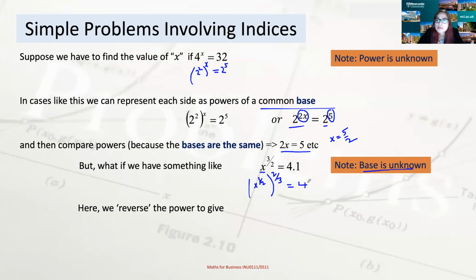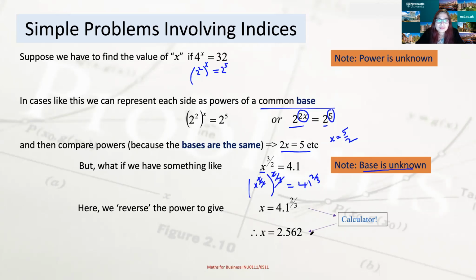4.1 to the power of 2/3. And what I'm going to do here is cancel this, because it's multiplication. If you have a power in this form, it's just multiplying the powers. And then I get x is equal to 4.1 to the power of 2/3. I can't do this in my head, so I'm going to use a calculator. Using my calculator, I'll get 2.562. Cool, because it's not a perfect cube or something like that.